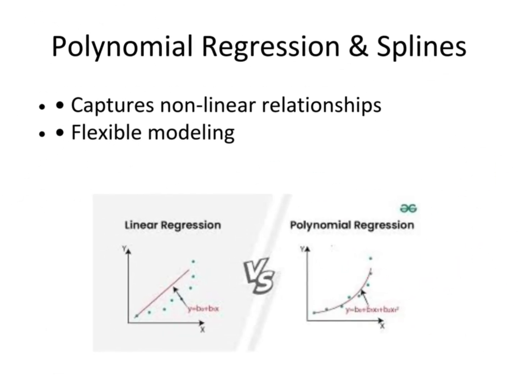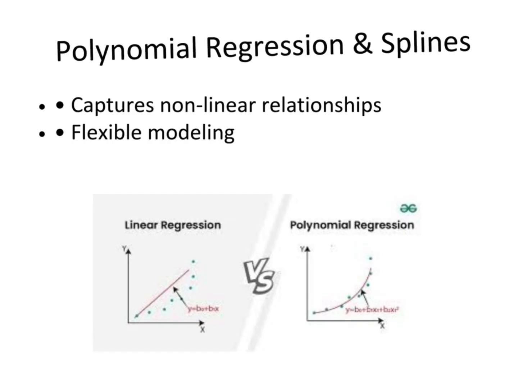When the relationship between predictors and the outcome is nonlinear, polynomial regression or spline models can capture curved patterns. Polynomial terms allow the regression line to bend, while splines create flexible, piecewise curves. These methods increase model accuracy when linearity is violated. However, they should be used carefully to avoid overfitting.